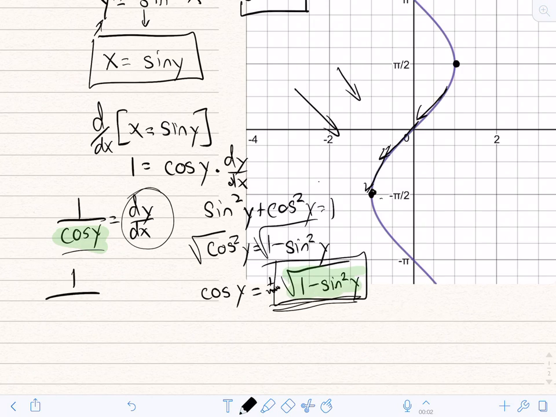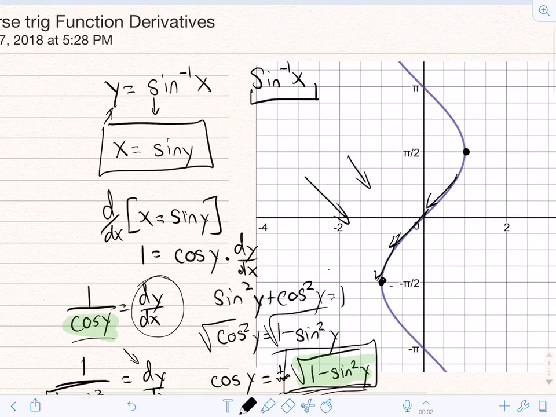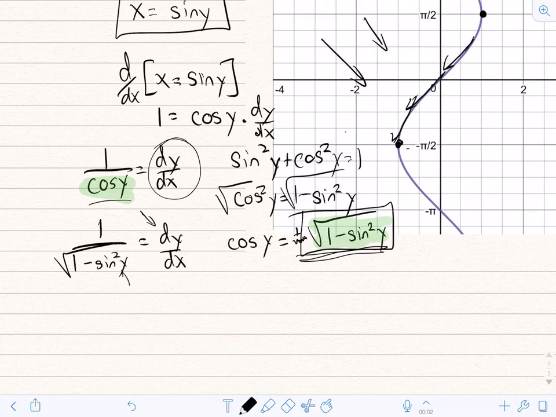So I'm going to say 1 over the square root of 1 minus sine squared y is equal to dy dx. Now, that still doesn't get us to solve it in terms of x. We have dy dx, but I still have that y there. Is there a way I could replace this y with something? If I go back to the front, I know sine of y is equal to x. So I'm going to replace that with 1 over the square root of 1 minus x squared is equal to dy dx.